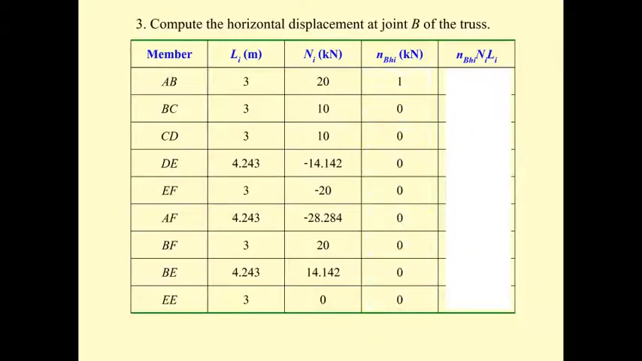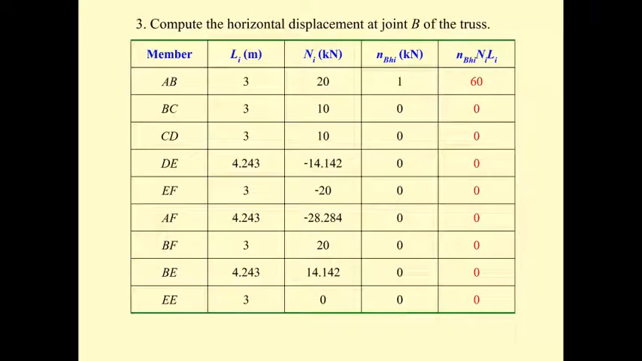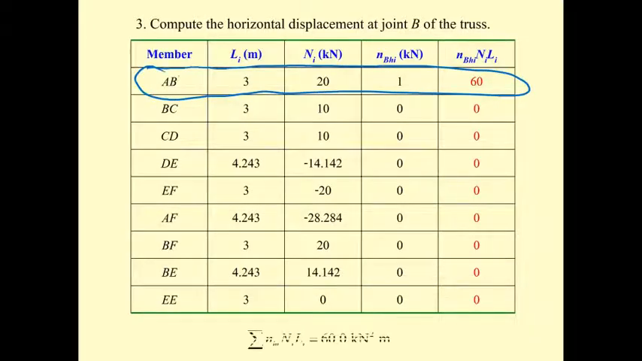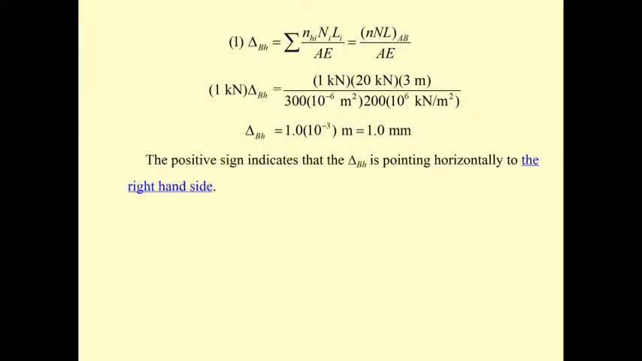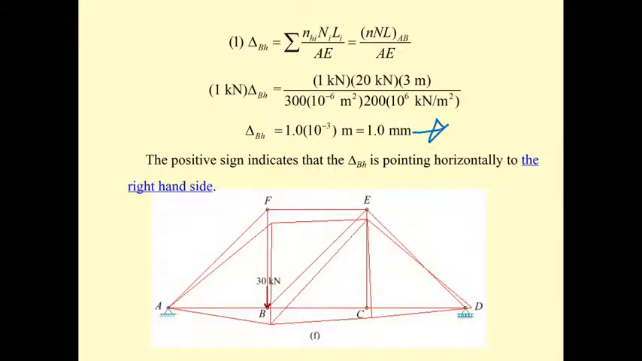Then we put everything into your calculator, and we have only one row that's going to produce the number. It's going to be 60, and the horizontal displacement at B is going to be 1 millimeter. Okay, and it's positive. That means it's going to be in this direction. Okay, and it's shown here.